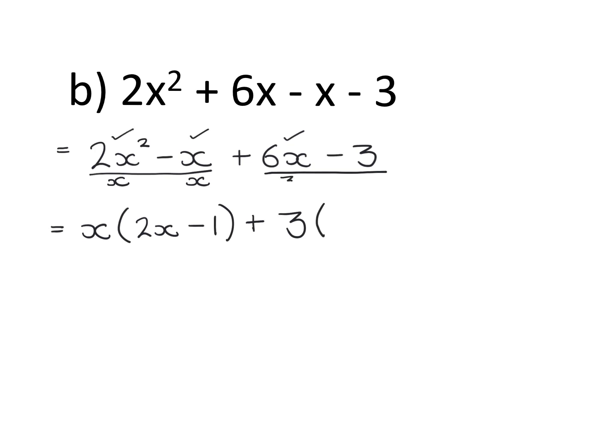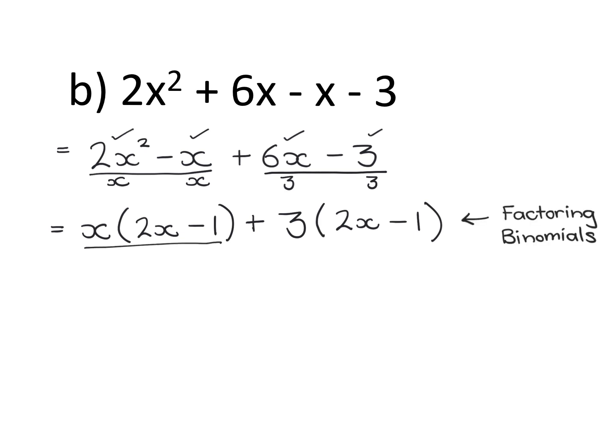So let's do 6x divided by 3, and that comes to 2x. And now let's do the second one. Negative 3 divided by 3 comes to negative 1. Once again, if you look at what we have, we are actually now going to factor by using the factoring binomials. So both of them have a common factor of 2x minus 1. So let's factor that out.